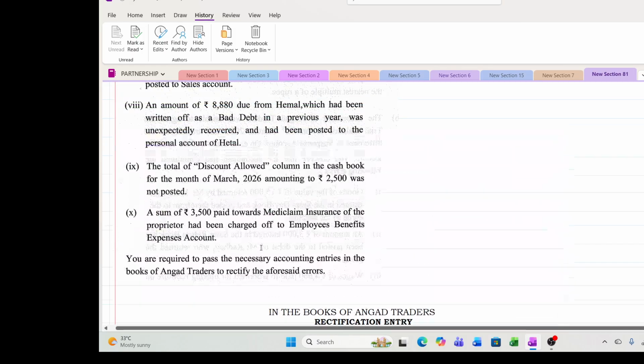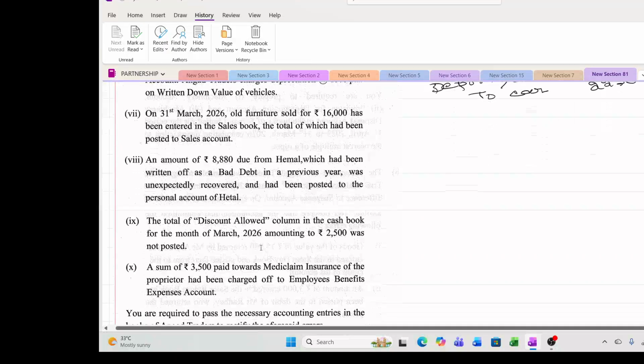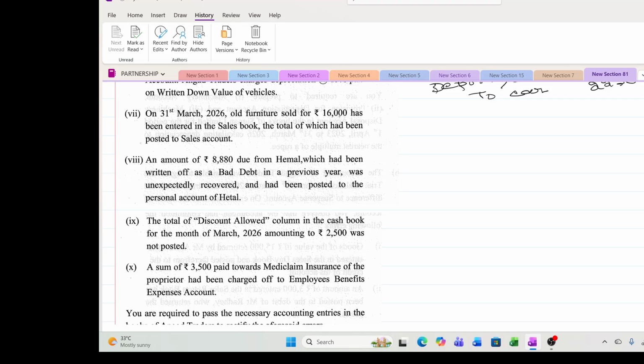Okay. Now let us move on to the next item. They sold one furniture for 16,000. It is entered in the sales book. Again, same thing. Sales book, what happens? When we total the sales book, we post it to sales account credit. It will go to the sales account credit.